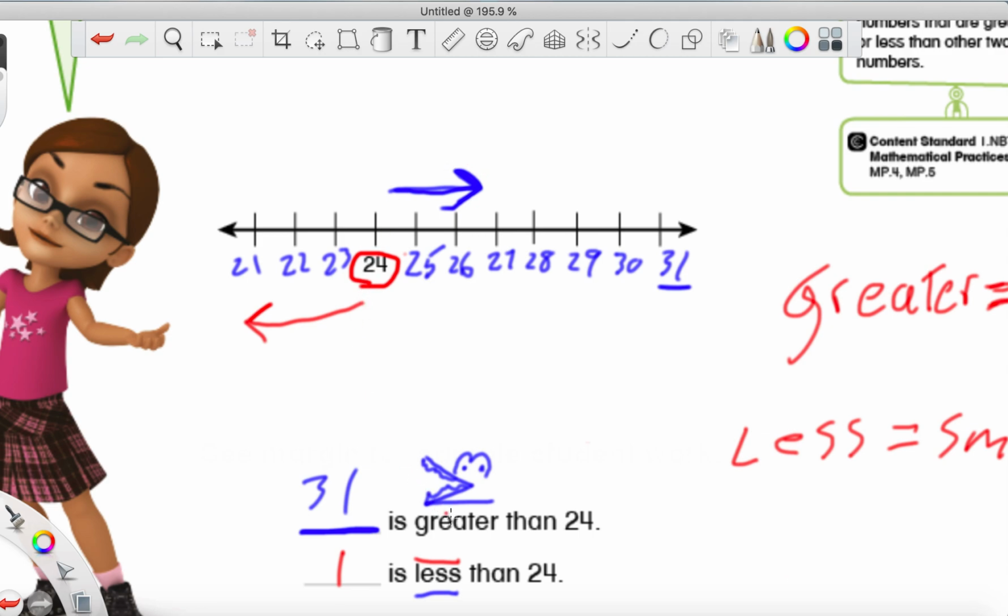Alright, so just remember, when an alligator does not want to eat the first number because it's less, he's going to be facing the other number because it's bigger, juicier, and he's super hungry. And you can draw some alligator teeth if that helps you. So he wants to eat this number 24, so the alligator faces the number 24. Alright, now let's go ahead and jump over to the next page.